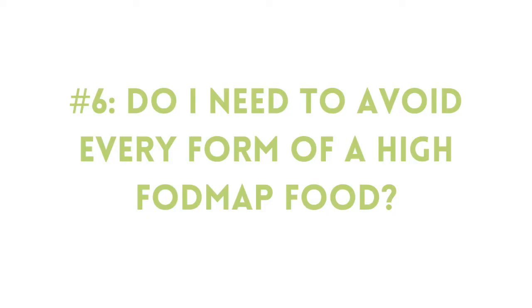Okay, number 6 is, should you avoid every different form of a FODMAP food? So for example, if you are sensitive to apples, does that mean that you should avoid apples, dried apples, applesauce, and apple juice? And I would say yes, in general, that's the case. You might find during your reintroduction process that you might be able to tolerate a small serving of something or certain forms better than others. But during the elimination phase especially, yes, you want to eliminate all forms of those foods.